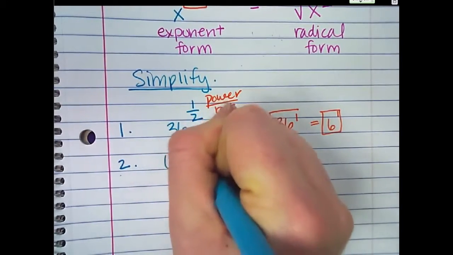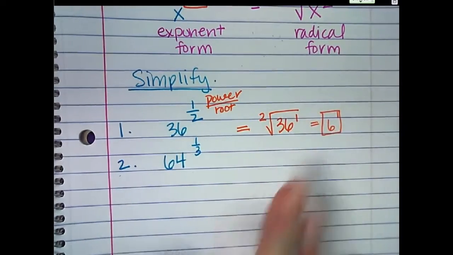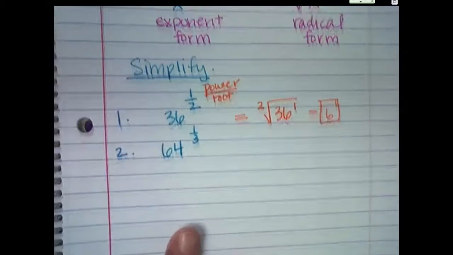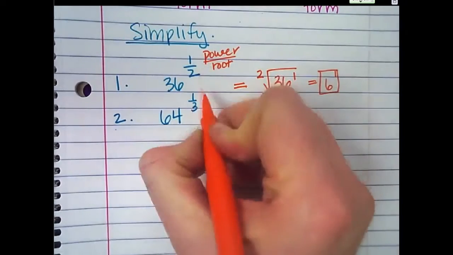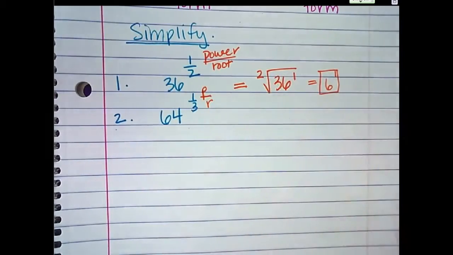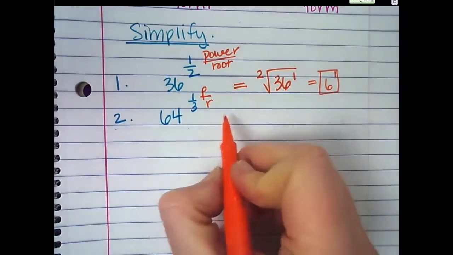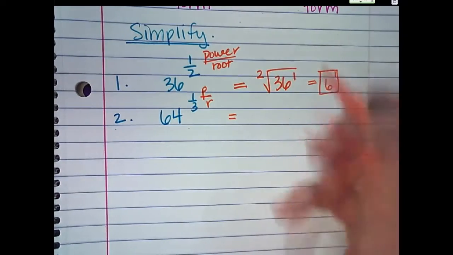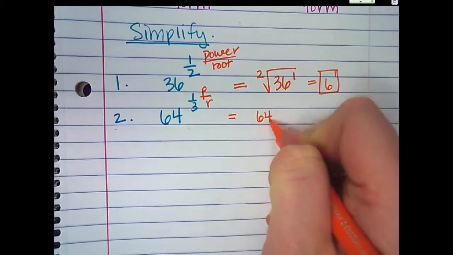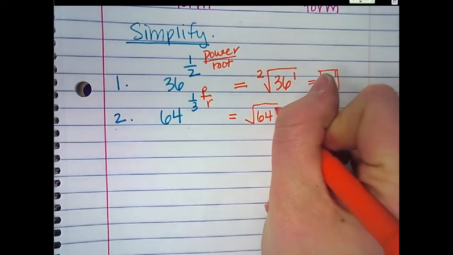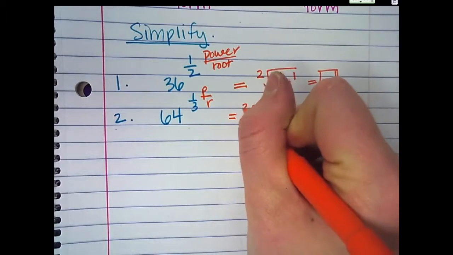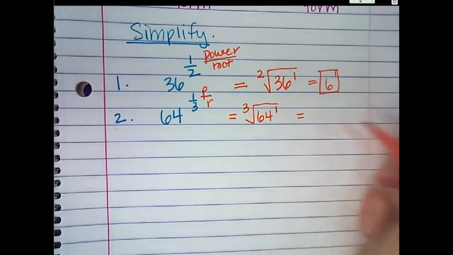So you can use your calculator, but this is the only part you can't use a calculator on. Number 2, 64 to the 1/3. Power over root. So rewrite it. 64 goes on the inside. What's my power? 1, and my root? 3. What's the cube root of 64?